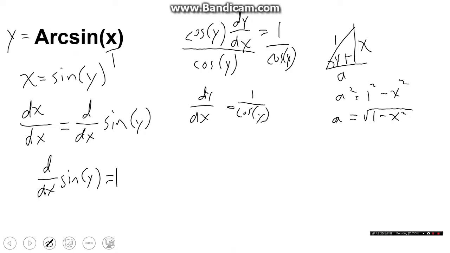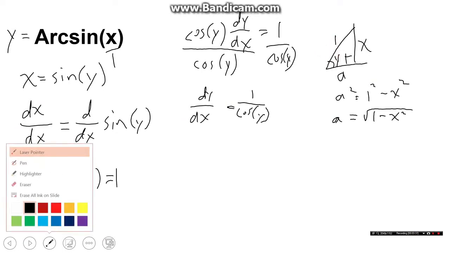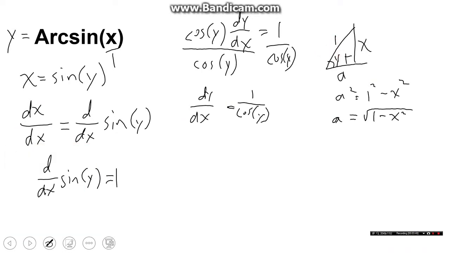Now we know that cosine of y is the cosine ratio of this angle y over here. So what we can do is substitute that for a over 1, which is just a. So therefore, dy over dx equals 1 divided by the square root of 1 minus x squared.